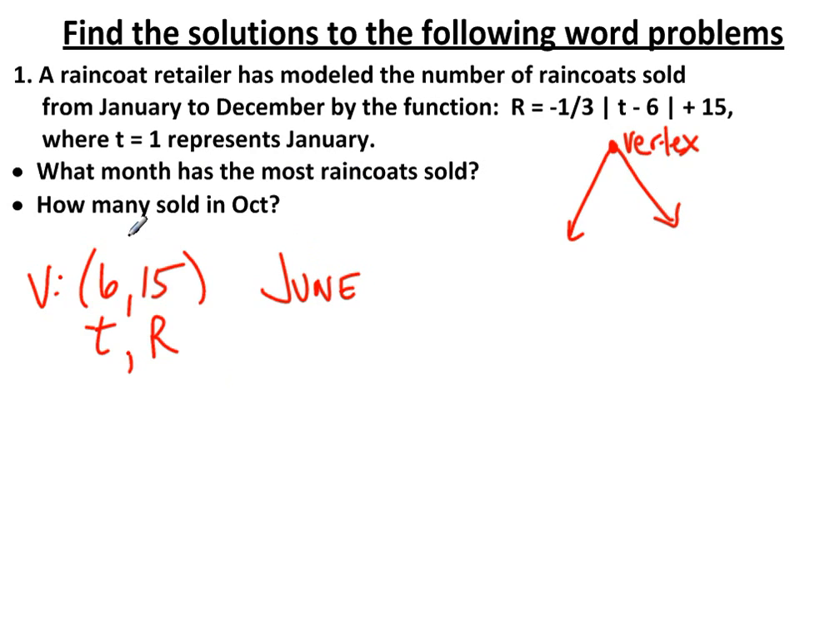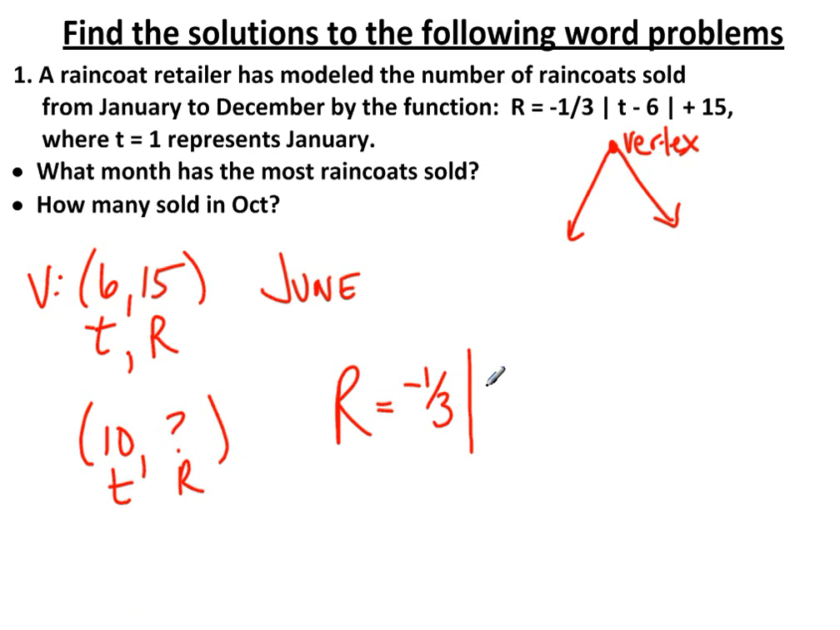Okay. So now they ask a follow-up question. They said, how many were sold in October? So if I want to know October, what I'm looking for is month 10. And I want to know how many raincoats were sold. So this is my t value, and I'm looking for the r value. Well, I have a nice equation where it says the number of raincoats is equal to -1/3 times the absolute value of t, which is 10, minus 6, plus 15.